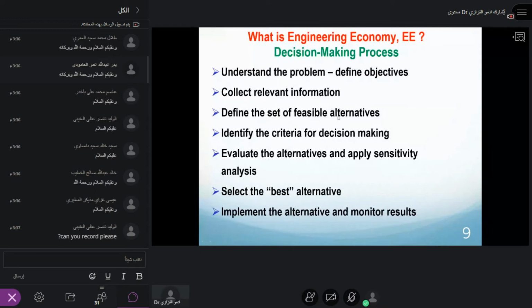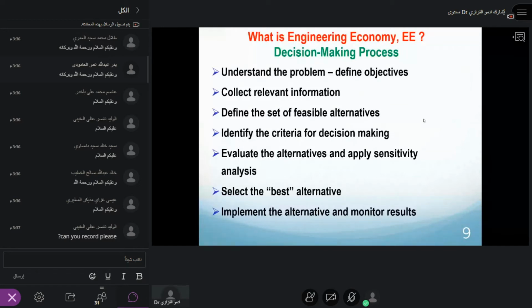Then define the sets of feasible alternatives. So you look for alternatives. We will look at the definition of alternative later in the class. But you look at an alternative as something that replaces something. So, for example, you have sulfuric acid, or you want to follow this kind of process in manufacturing your goods, or you want to do this kind of thing in manufacturing your goods. You want to use this kind of material.